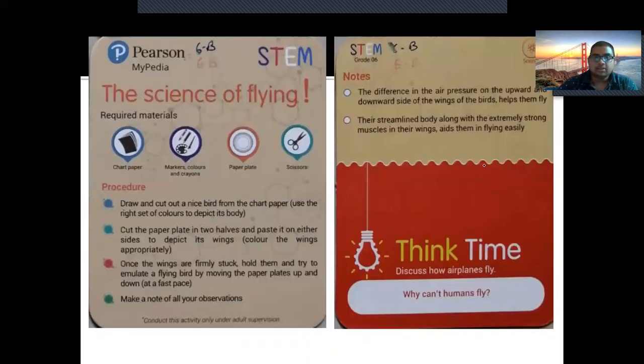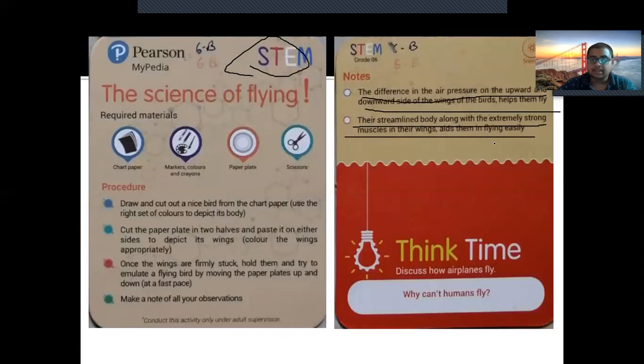These are your STEM cards: science, technology, engineering, mathematics. And some notes for you: the difference in air pressure on the upward and downward side of wings helps them fly. The streamlined body, along with extremely strong muscles in their wings, aids them in flying easily.